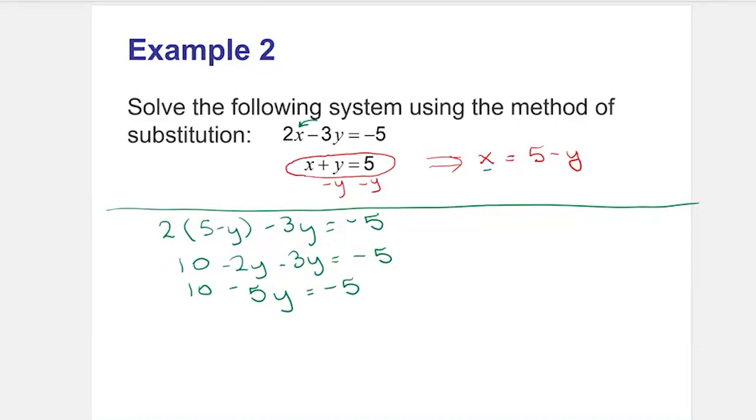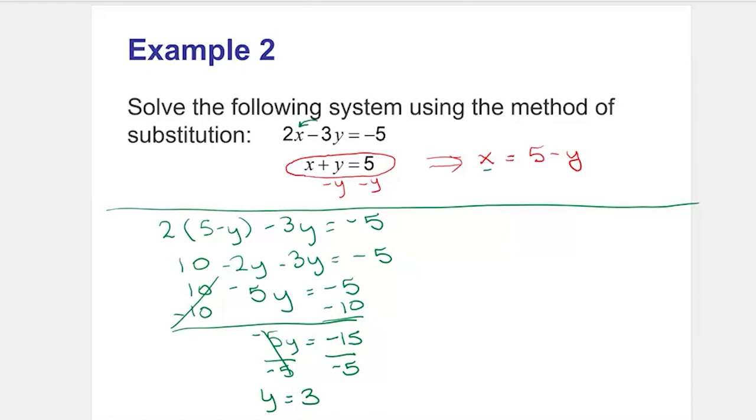Now I'm going to get y by itself. I'm going to isolate my y. So I'm going to subtract 10 from both sides. Those cancel, and I get -5y is equal to -15. Then divide both sides by -5. The -5s cancel here, and I get y equals 3. So what am I looking for? I'm looking for an ordered pair. So I'm looking for an x, comma, y. And now I know y is equal to 3.